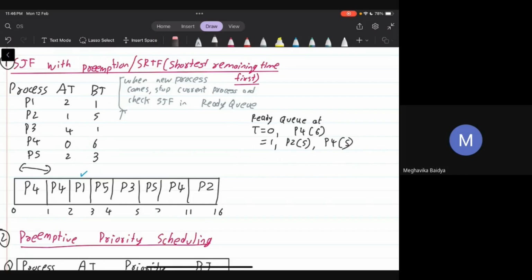So now you can see that P2 has burst time 5 and P4 also has burst time 5. And our algorithm is shortest job first. So it should have been in the other order: P4 of 5 and P2 of 5. Now you see the numbers are the same. This P4 also has 5 and P2 also has 5. So here you will continue the same P4.